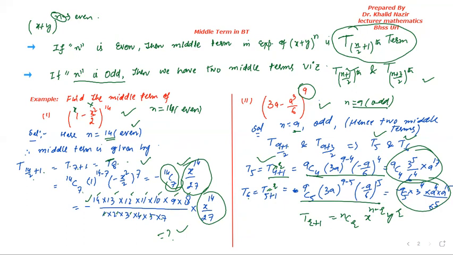Now it means that whenever the power is even, we have one middle term. When the power is odd, we have two middle terms.